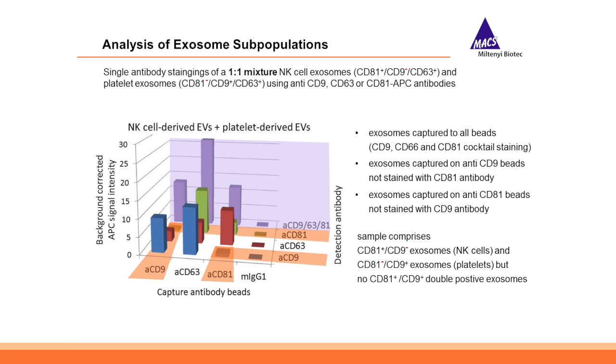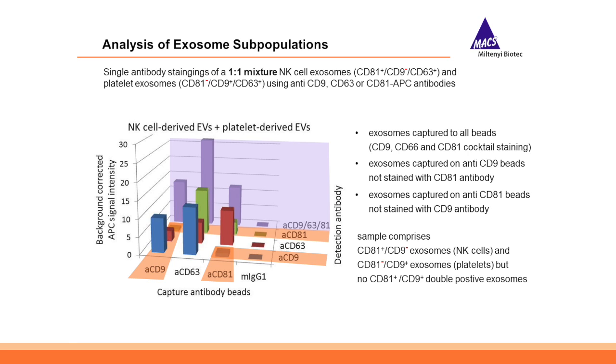So on the x-axis, you see the different capture beads. On the y-axis, the detection antibodies we used, and on the z-axis, the APC signal intensities. If you now first look at the cocktail staining, you see that we get a signal for all three kinds of beads. So we get exosomes bound to all beads, as you would expect.